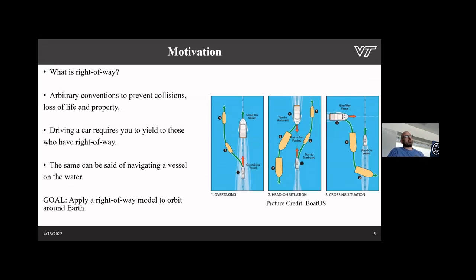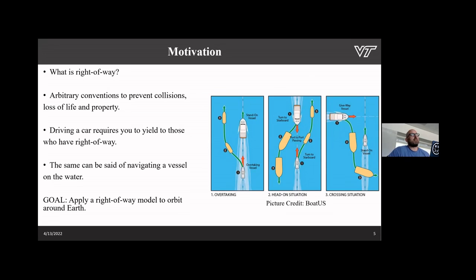They're basically arbitrary conventions to prevent collision, prevent loss of life and property. You have them on the road, in the air, and on the water. The schematic on the right is a maritime example of right of way. And the goal, as I said, is to apply a model to orbit around Earth.